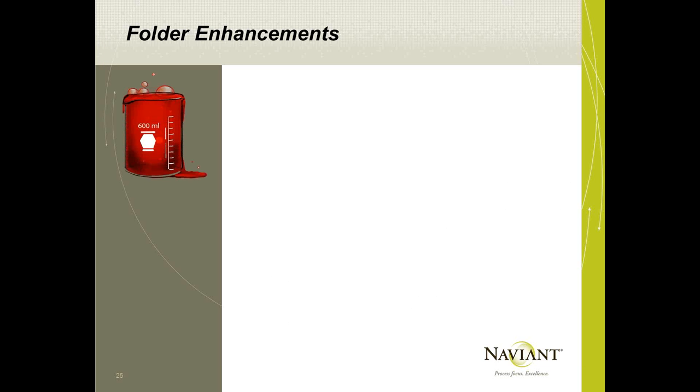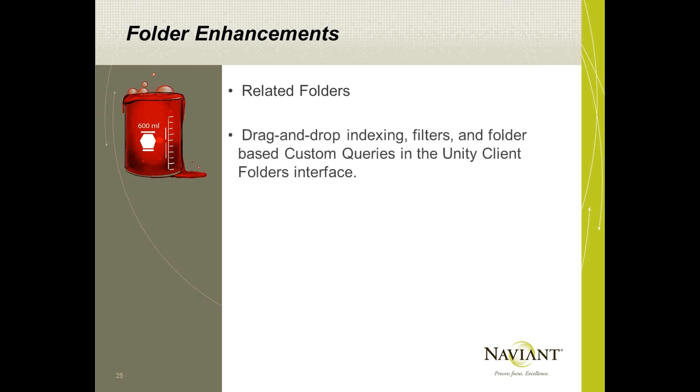Foldering has gotten some enhancements as well. So related folders is one. That's pretty cool. They're basically OnBase folders that belong to a specific folder type, and they share one or more common keyword values with the folder that you're viewing. And I'll show you that in a second. And then also we have drag and drop indexing, filters, and folder-based custom queries in the Unity Client Folders interface. A folder type custom query works basically like other custom queries, except that instead of retrieving documents, they retrieve folders.